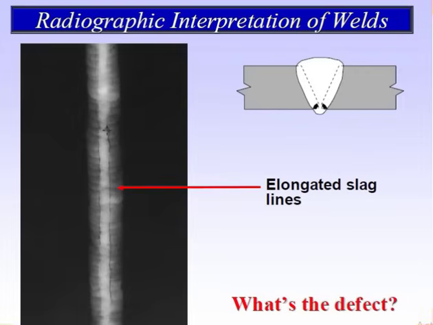The slag is there inside. You see from here to here continuous slag. This is called elongated slag lines. Means the slag is continuously in the joint, from here to here continuously you see.